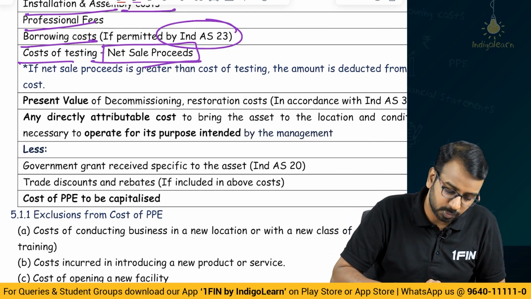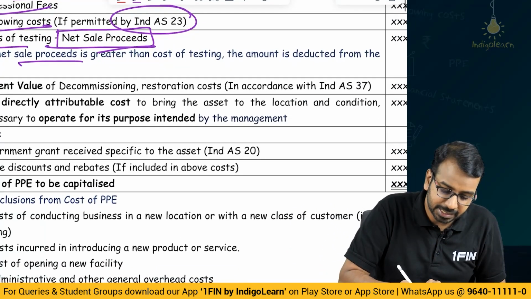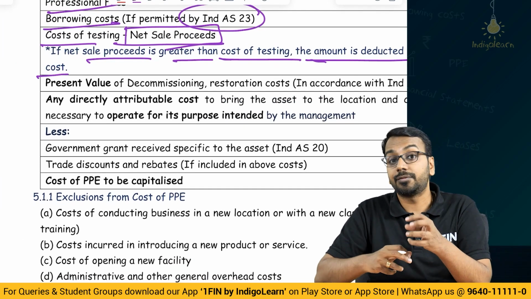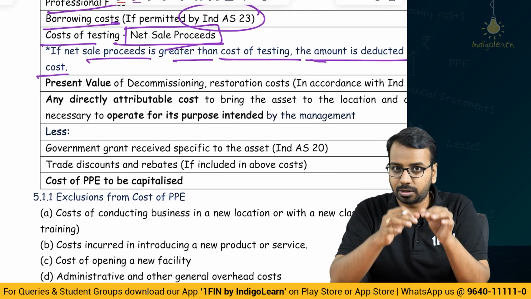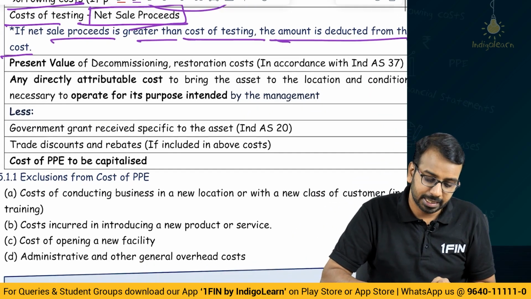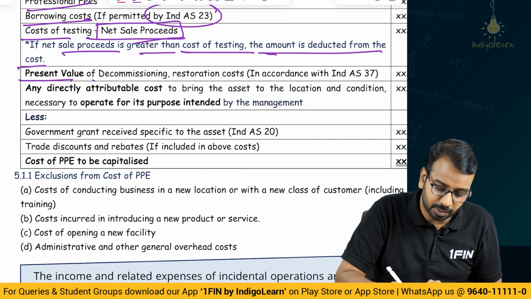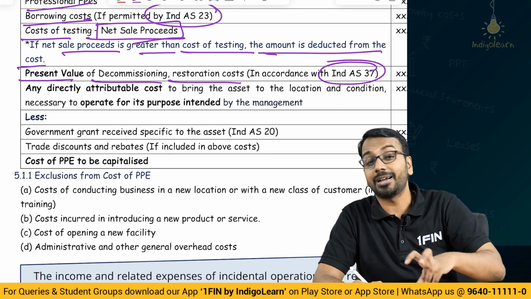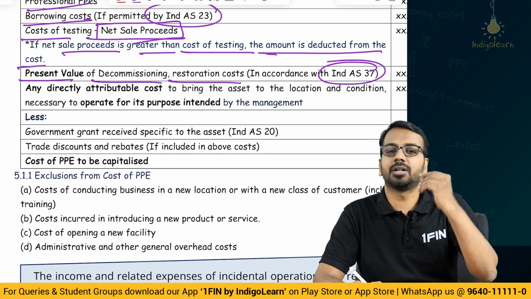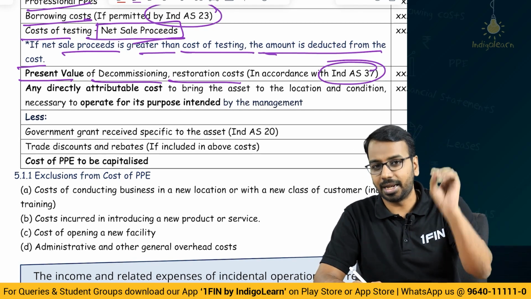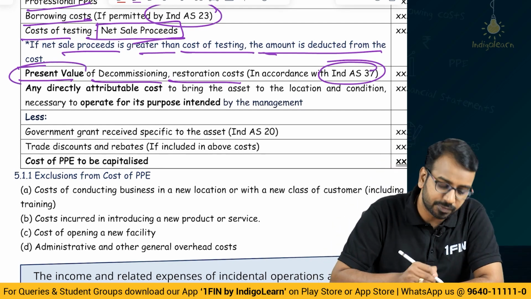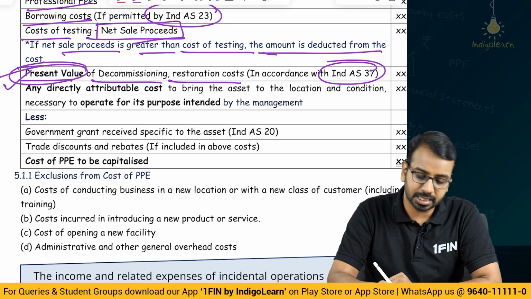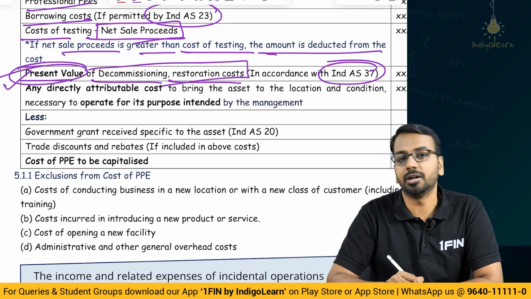Now here one thing you have to keep in mind is, if net sale proceeds is greater than the cost of testing, the amount is deducted from the cost. So if the sale proceeds are greater, then you will treat it as a reduction from the cost. Then very important, present value of decommissioning and restoration cost in accordance with Ind AS 37, that is, if I have to carry out some decommissioning activity after let us say 15 years or 20 years at the end of the useful life, the present value of that should be considered. Now generally, whenever an Ind AS 16 question is asked, this point is definitely covered in the question.